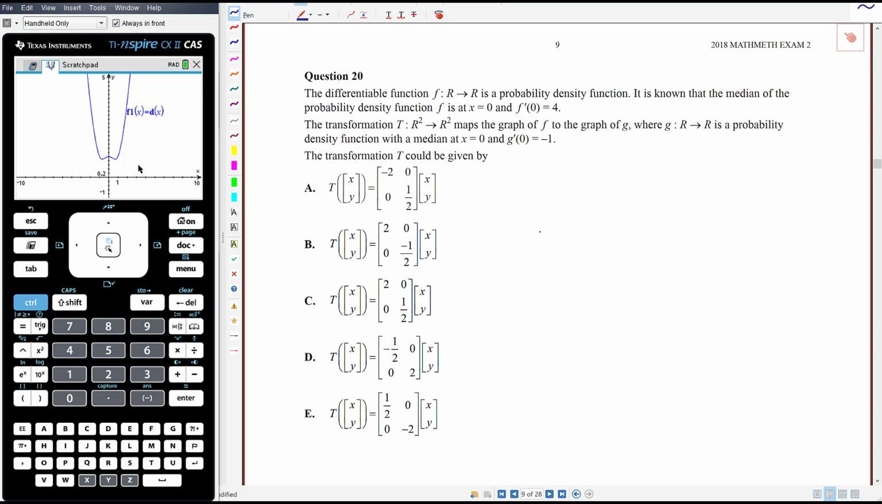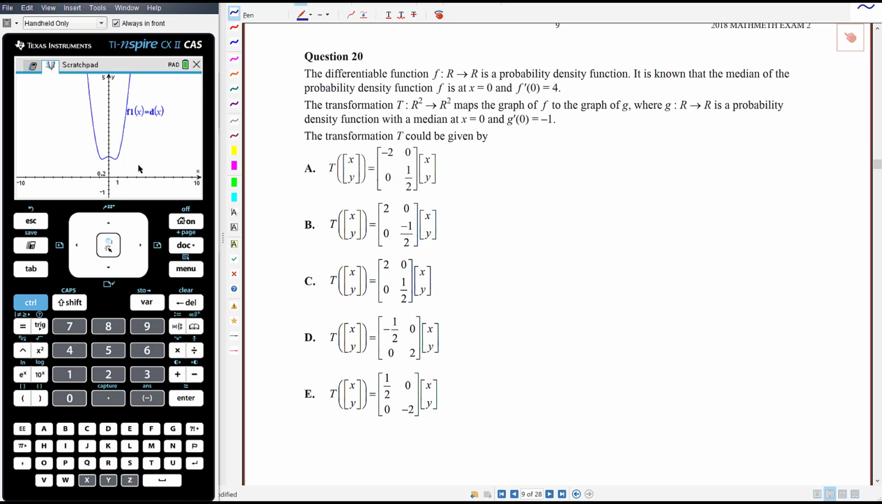Okay, and then the last multiple choice. The differentiable function f is a probability density function. It is known that the median of the probability density function is at 0 and f dash at 0 is 4. The transformation maps the graph of f to the graph of g, where g is a probability density function with a median at x equals 0 and g dash at 0 is negative 1. The transformation could be given by.